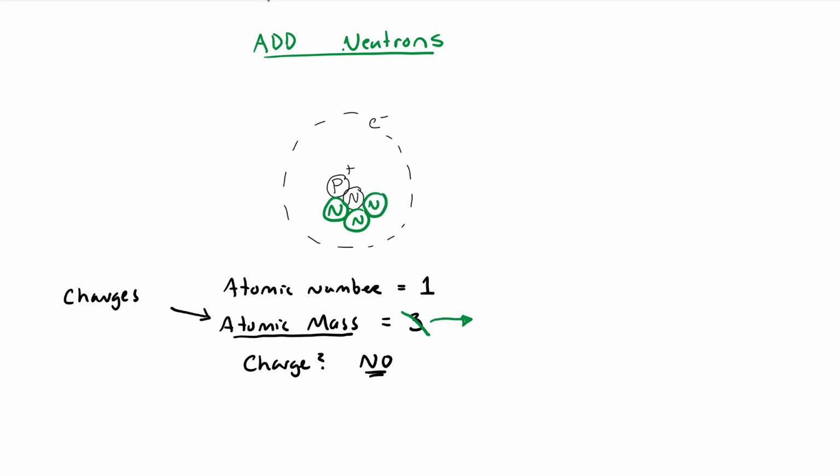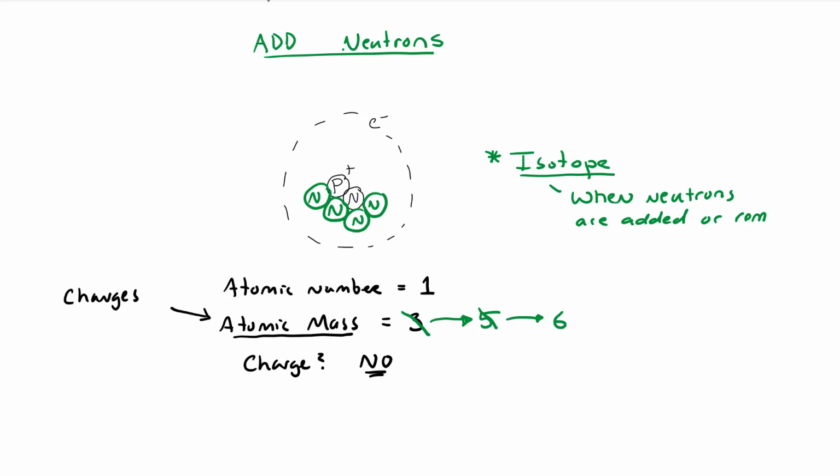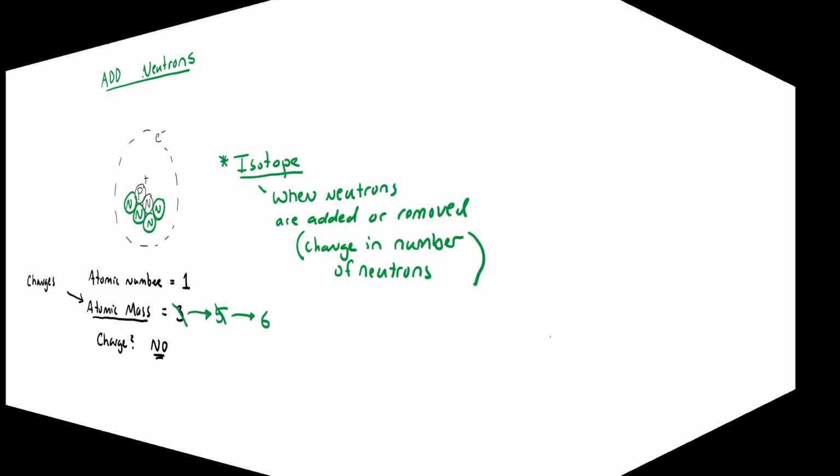If you keep on adding neutrons, you'll keep on increasing the atomic mass. If you change the number of neutrons, add them or take them away, the atom that you remove or add neutrons to is called an isotope. Isotopes are when atoms have their neutron number changed.